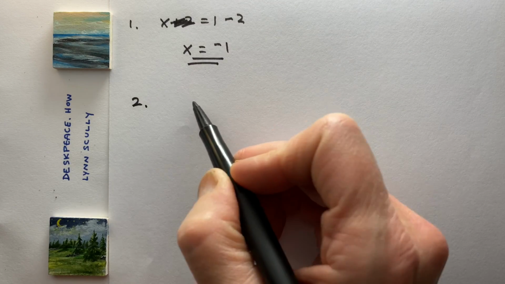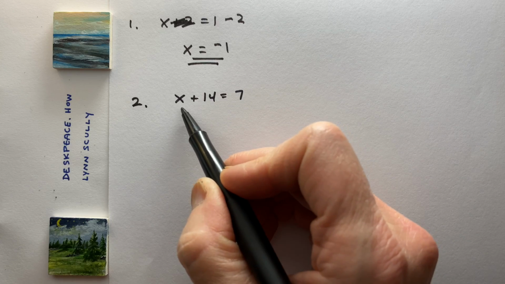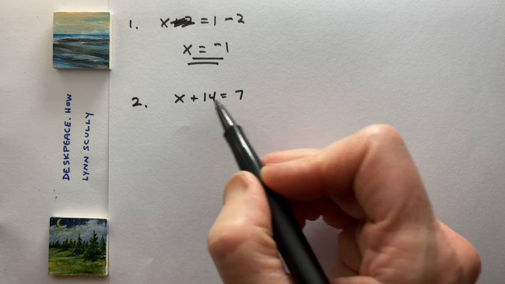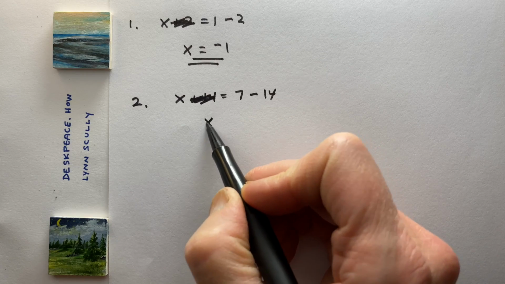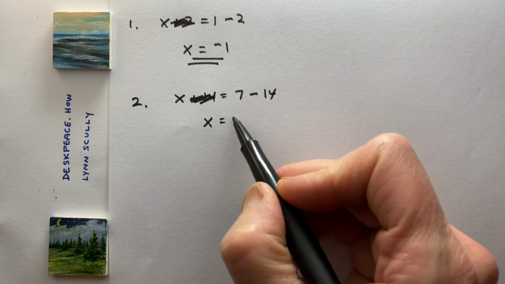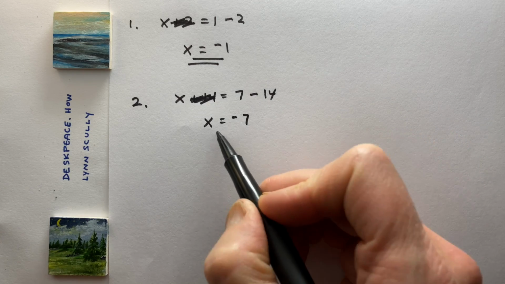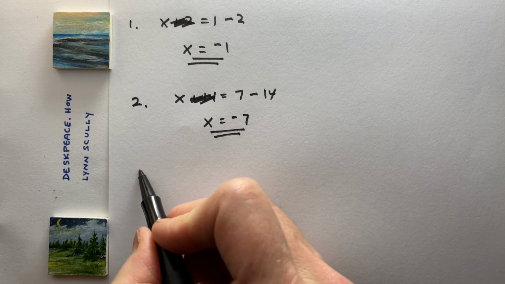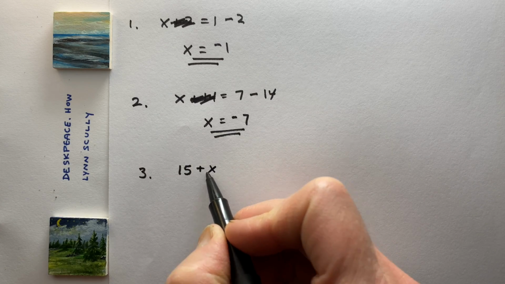Number 2, x plus 14 equals 7. I want to get the x alone. 14 is attached by addition, move it by subtraction to the other side of the equal sign. X equals, the bigger value, 14, is negative. So the overall answer is going to be negative. 14 minus 7 is 7. X is -7.